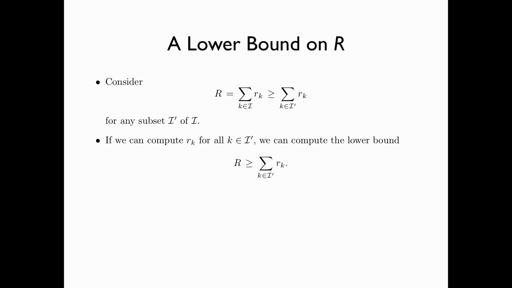We now present a technique to obtain a lower bound on the redundancy of a prefix code. Consider writing R as a summation of Rk for all k in I, the set of all internal nodes. If we replace I by any subset I prime, the summation can only decrease. If we can compute the local redundancies Rk for all k in I prime, then we can compute the lower bound, summation Rk, k in I prime, on the redundancy of the prefix code. Example 4.23 is an illustration of this method.